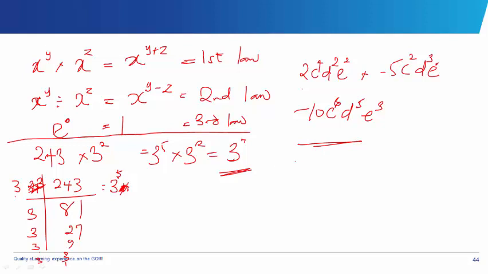So division, let's look at one example under division. 35 x raised to power 5 y raised to power 4 divided by 7x raised to power 3 y. So 35 divided by 7 will give us 5. x5 and x3 will subtract. That will give us x raised to power 2. Then y raised to power 4 and y raised to power 1. That will give us y raised to power 3. We use our second law. So this is our final answer.